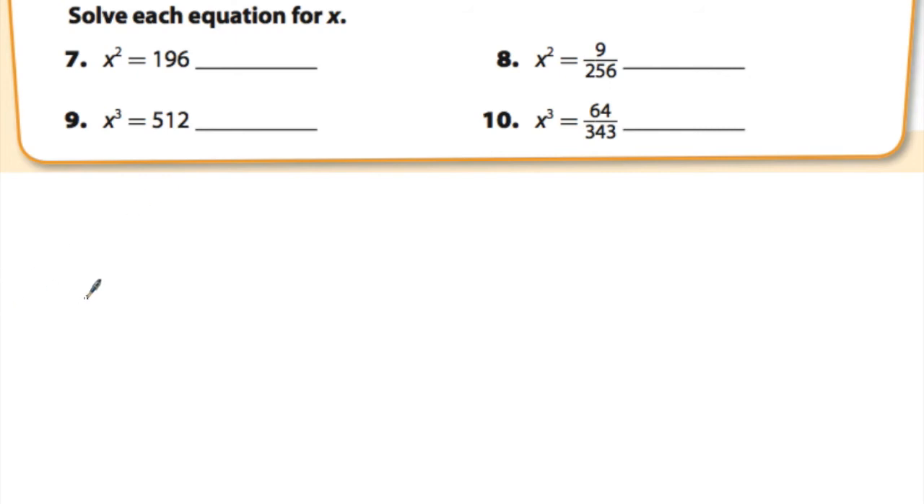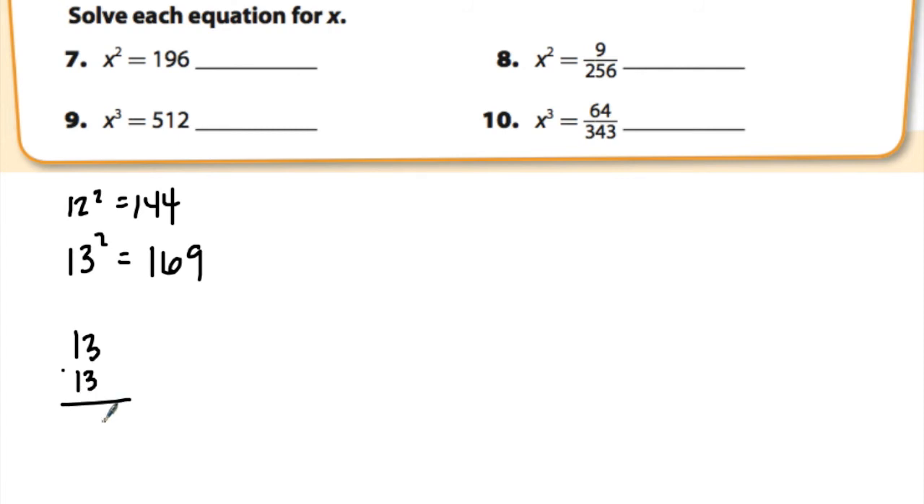So here, if I practice my cube roots and my square roots, I know that 13 squared is equal to 169. Or some of us know that 12 squared equals 144. So since 196 is bigger than 144, if I didn't know 13 squared, I could do 13 times 13. 3 times 3 is 9, 3 times 1 is 3, 1 times 1 is 1, and I get 169. That doesn't work. It's too small.